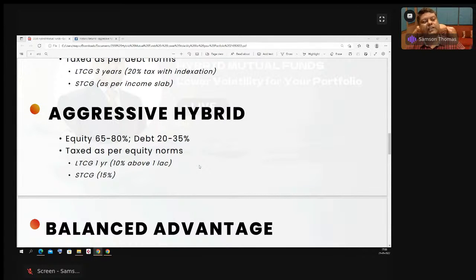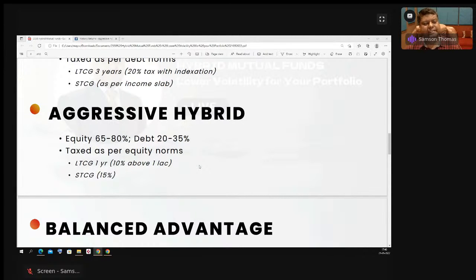And because equity is a minimum of 65%, this fund will be taxed as per the equity fund norms. This is the rule which the Income Tax Act has set up, which is that if a mutual fund is investing a minimum of 65% in equity, then it will be taxed as per equity. And if it is less than that, then all other funds will be taxed as per debt norms.